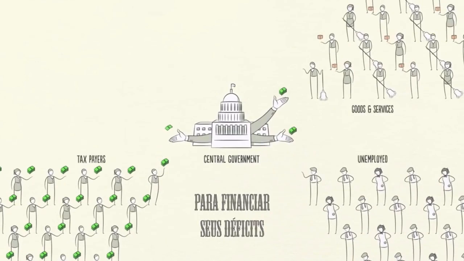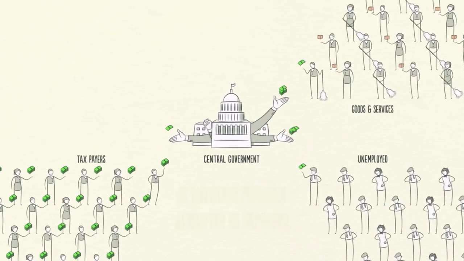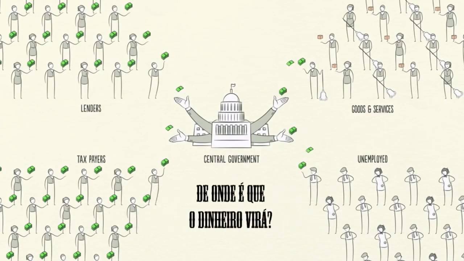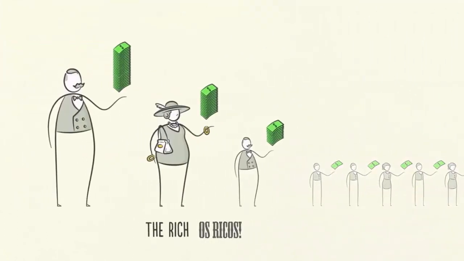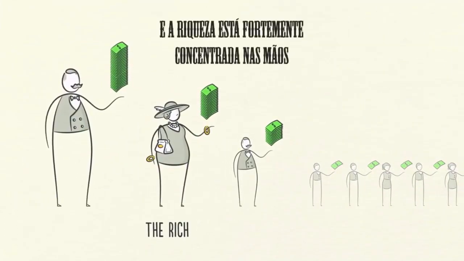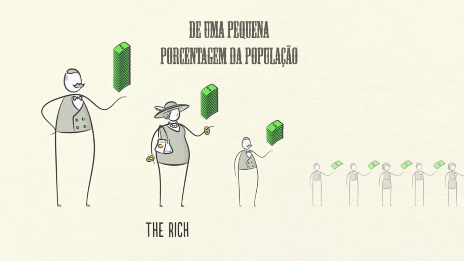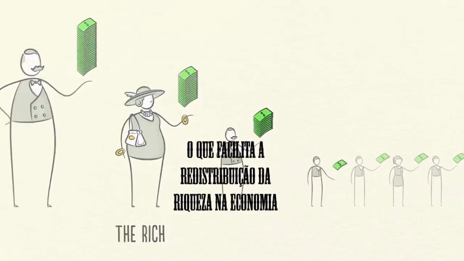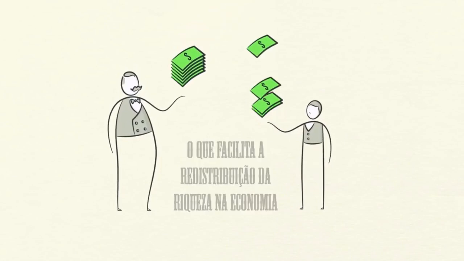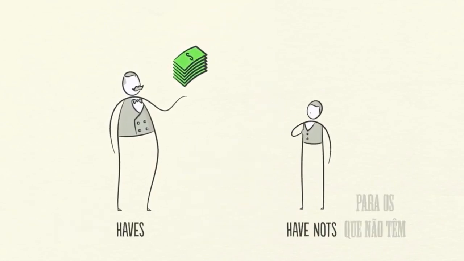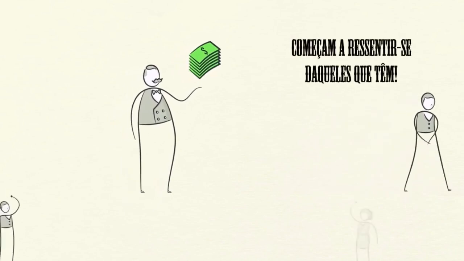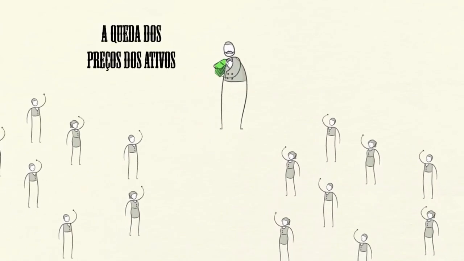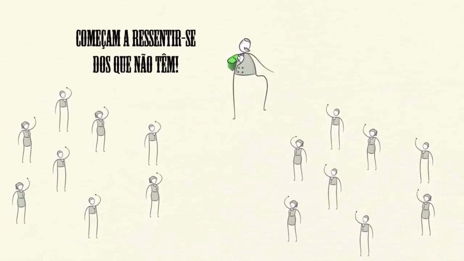To fund their deficits, governments need to either raise taxes or borrow money. But with incomes falling and so many unemployed, who is the money going to come from? The rich. Since governments need more money and since wealth is heavily concentrated in the hands of a small percentage of the people, governments naturally raise taxes on the wealthy, which facilitates a redistribution of wealth in the economy from the haves to the have-nots. The have-nots who are suffering begin to resent the wealthy haves. The wealthy haves, being squeezed by the weak economy, falling asset prices, and higher taxes, begin to resent the have-nots.